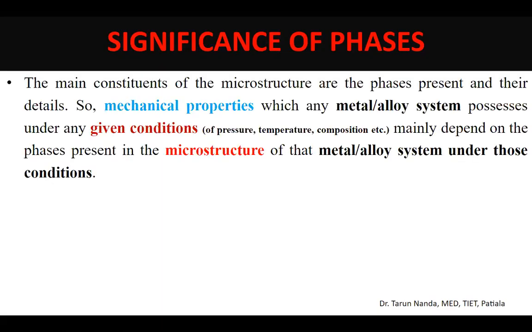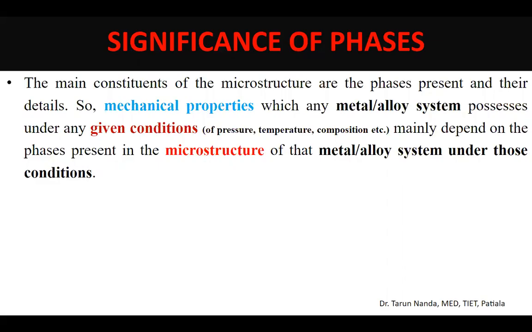So in the last session, I was to discuss with you what is the significance of the phases which are present in the microstructure of a material. Basically, industrial metallurgy works on the principle that we would be able to improve upon the mechanical properties of a material system, because mechanical properties of any metal or an alloy system are completely dependent on its microstructure. And if we want to change the properties, we have to change the microstructure.